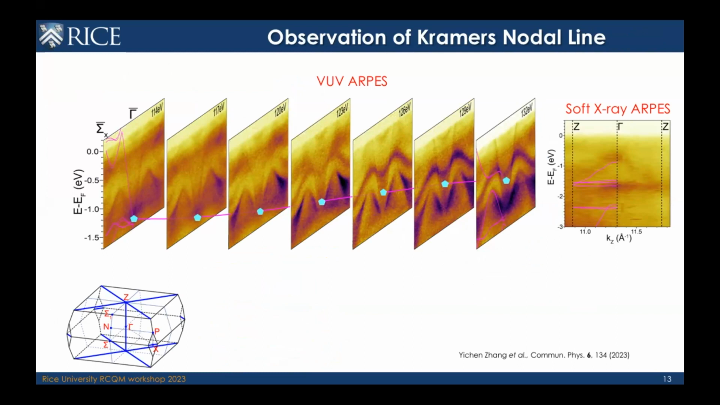And Ming and Yichen have done a wonderful job with ARPES measurements, both vacuum ultraviolet and soft X-ray ARPES. When taking cuts in the gamma-sigma-z, perpendicular to the gamma-Z direction that I showed earlier, you notice that these points shift with different energies. And maybe a little too faint in this showing, the pink lines here are calculations that exactly trace what ARPES observes as a function of energy. So they exactly trace these Kramers nodal lines.